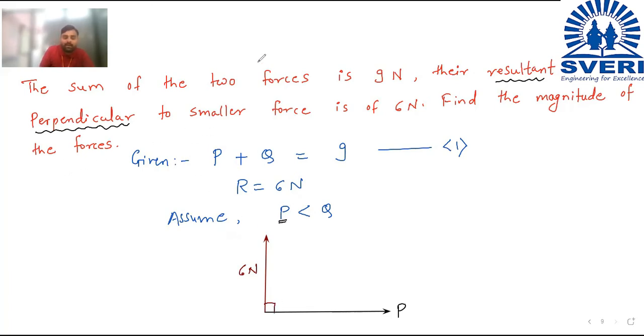Now I will complete the parallelogram. If I join the two sides of the parallelogram, then my parallelogram will look like this. I will join it. So it is like this one. And the same parallel line I should draw so that I will get my force Q. So this will be the parallelogram. Okay. And now I can join.